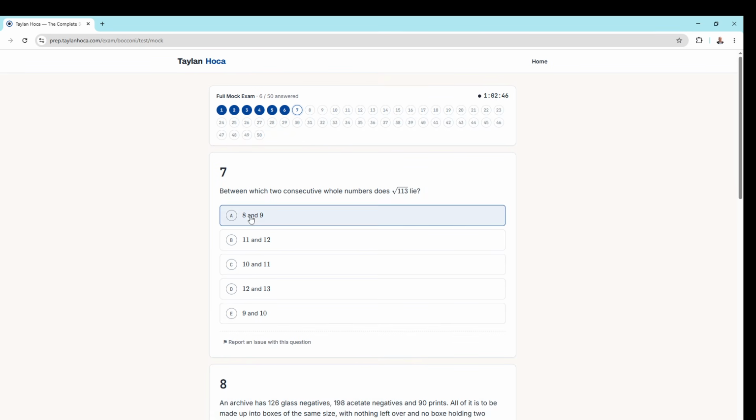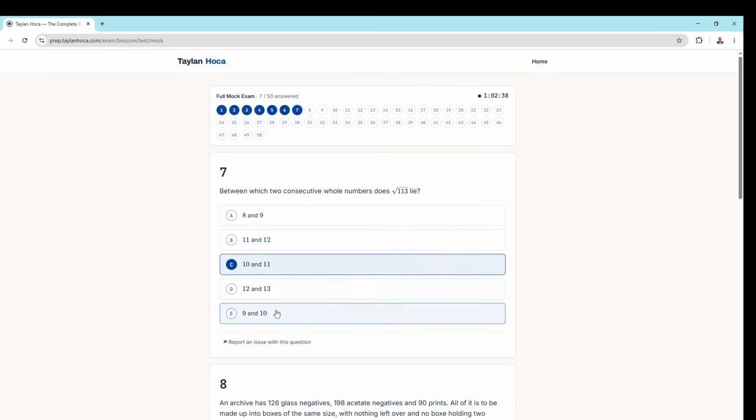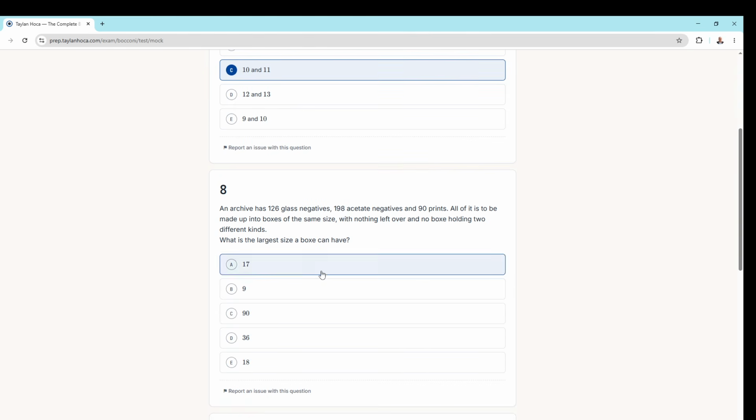All right, between which two consecutive whole numbers does square root 113 lie? So we will take squares of these: 64, 81, 121, 144, 100, 121, this one. Because the square root lies between 100 and 121, this one.